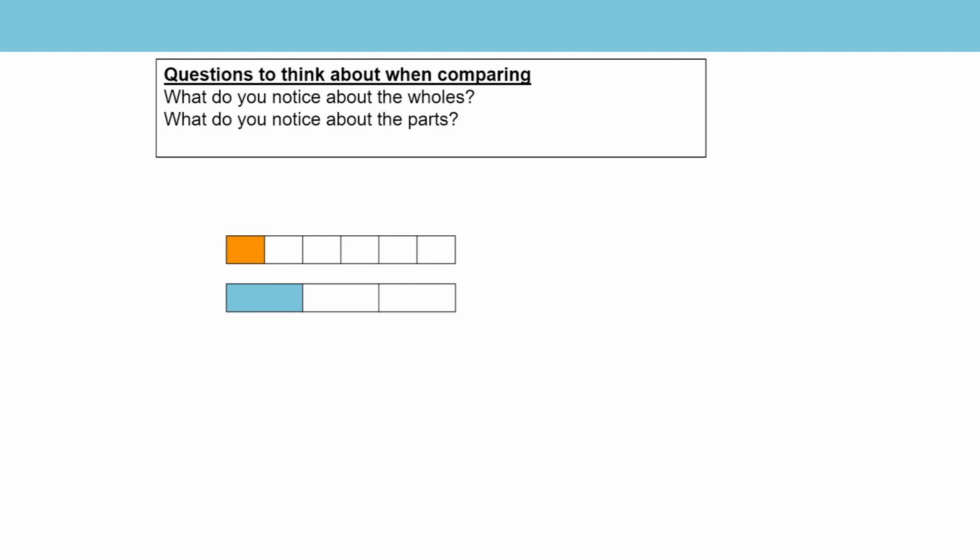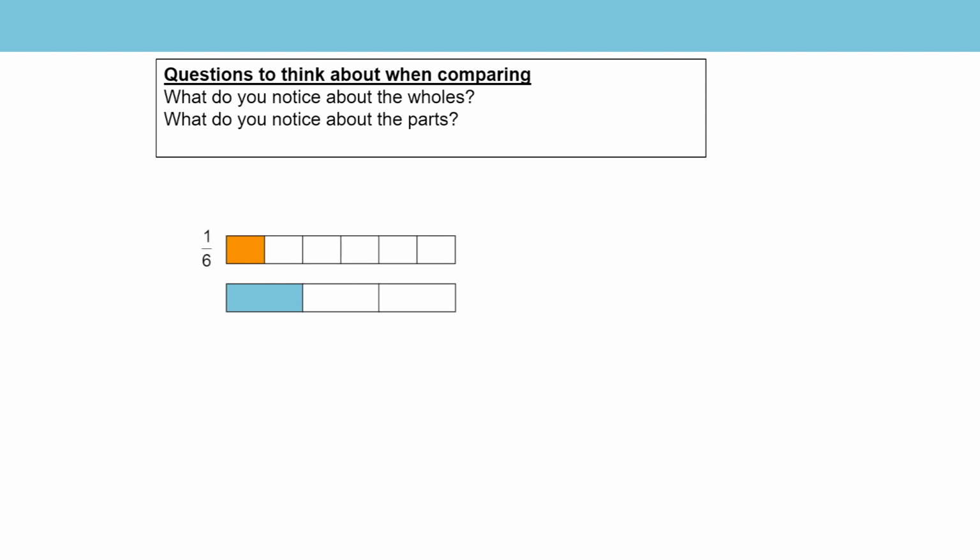Here is another example for you to work through to make sure you are really developing fluency in this learning today. You've got 2 area models in front of you. What I would like you to do is write down the fraction notation that each area model represents. I would then like you to use the inequality symbol and compare the pair of fractions that you have recorded. Again, I'd like you to reflect on these 2 questions. What do you notice about the wholes and what do you notice about the parts? Pause the video now and have a go.